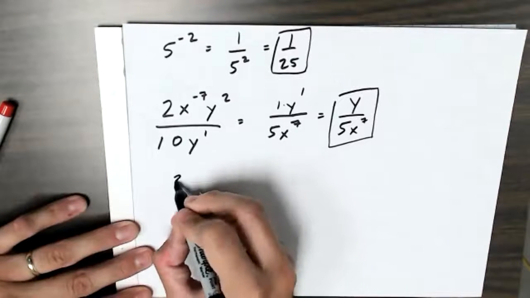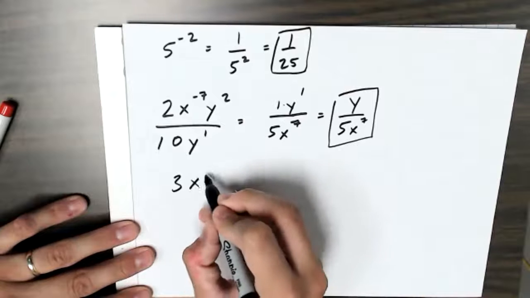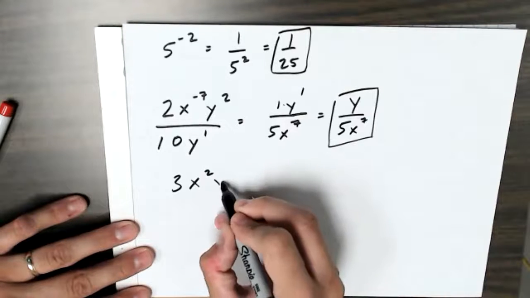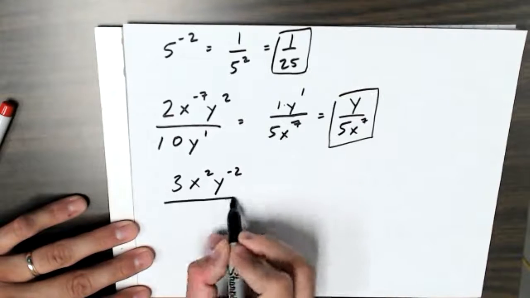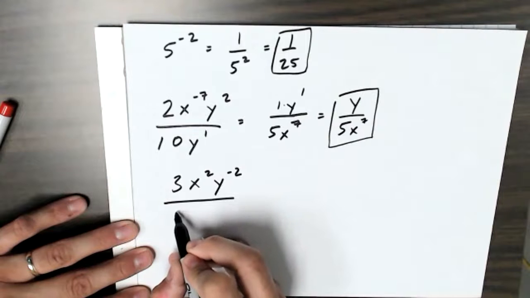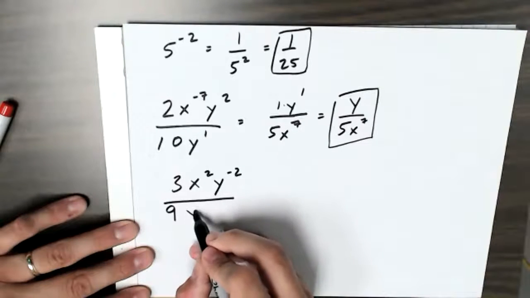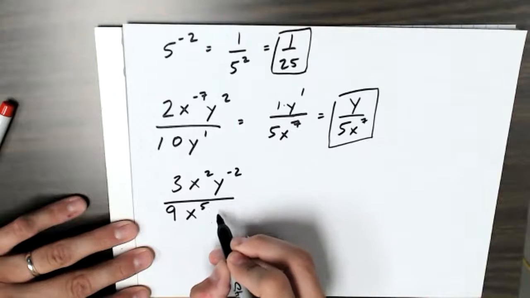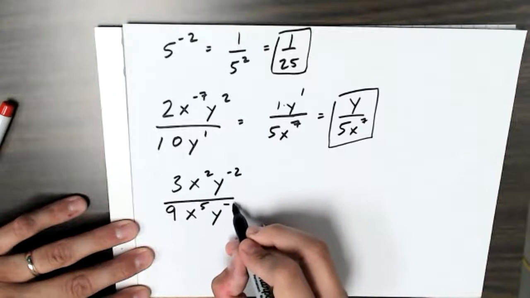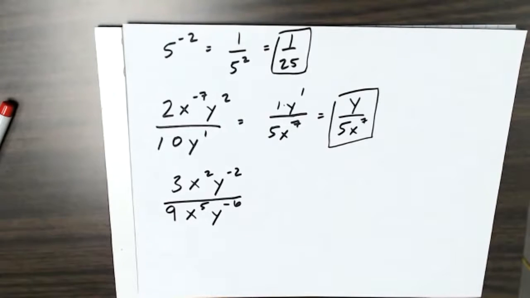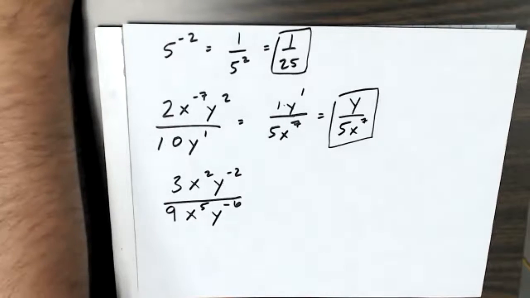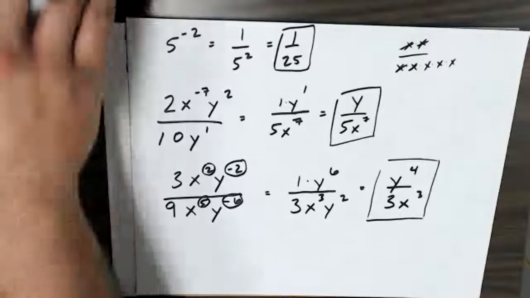So let's say we had 3x to the 2nd, y to the negative 2, over, let's say 9, x to the 5th, y to the negative 6. So I want you to try this one. I'm going to pause it. This one will take a little bit.